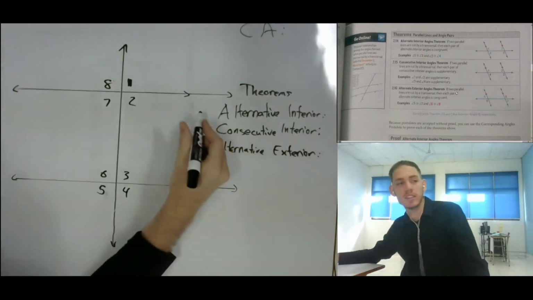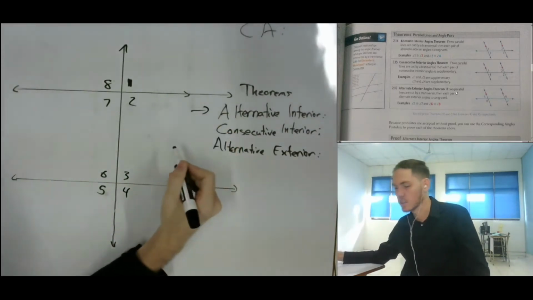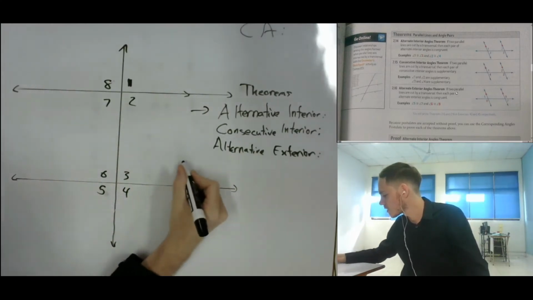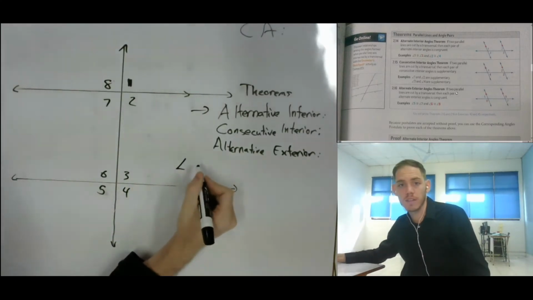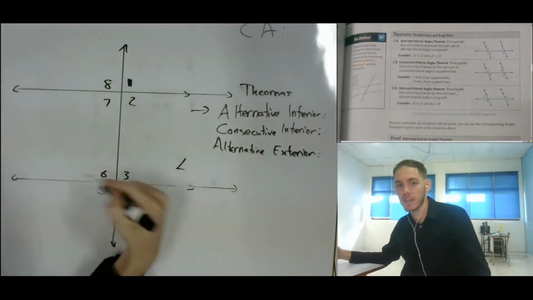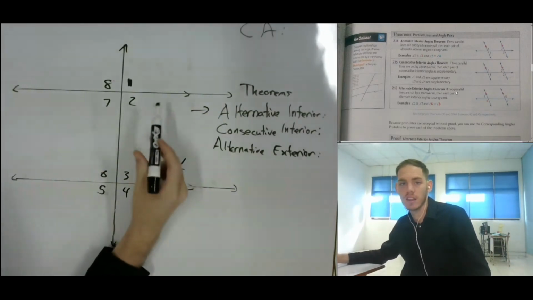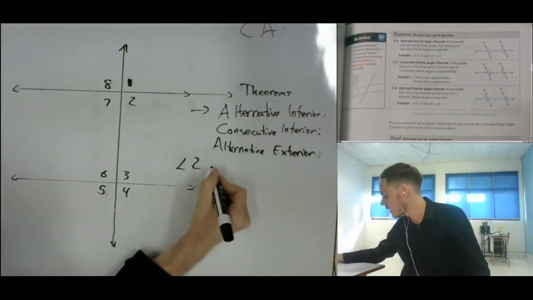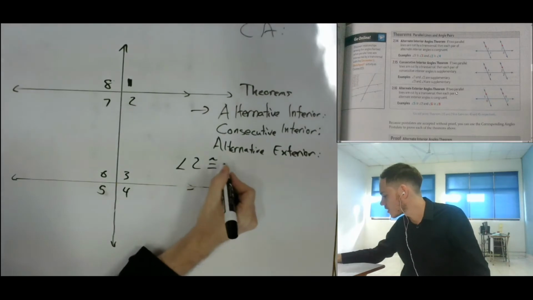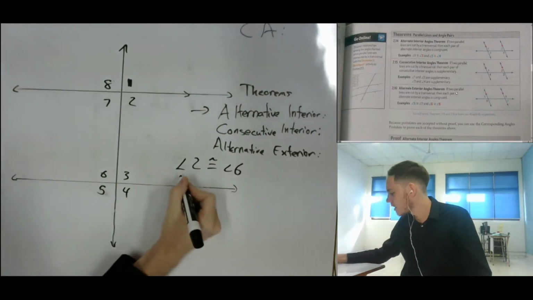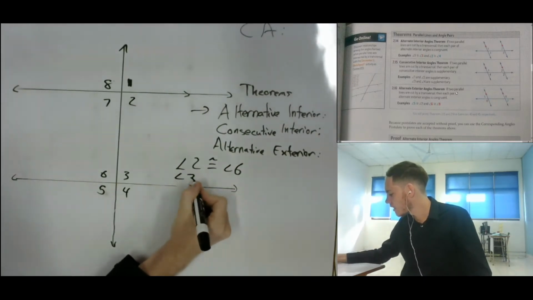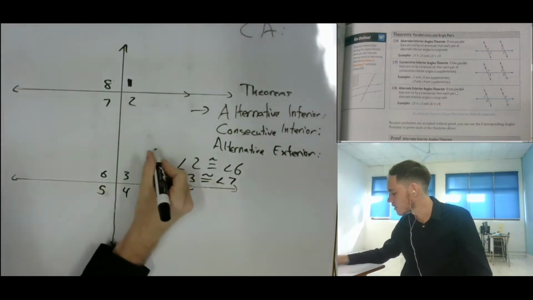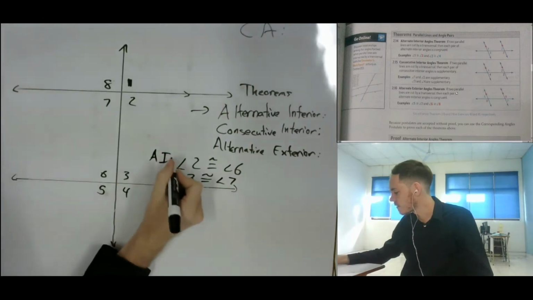So, alternative interior, this is the first one we're covering. Alternative interior is going to have 2 and 6. So if two parallel lines are cut by a transversal, then each pair of alternative interior angles is congruent. So angle 2 is going to be congruent to angle 6, and angle 3 is going to be congruent to angle 7. Okay, this is alternative interior, AI.